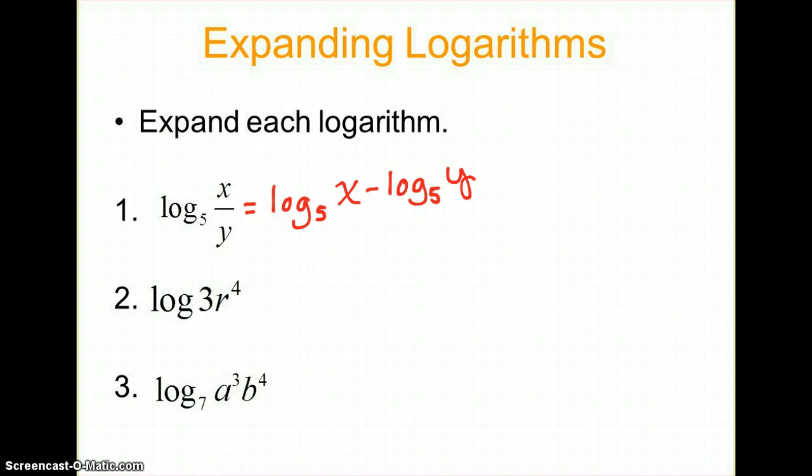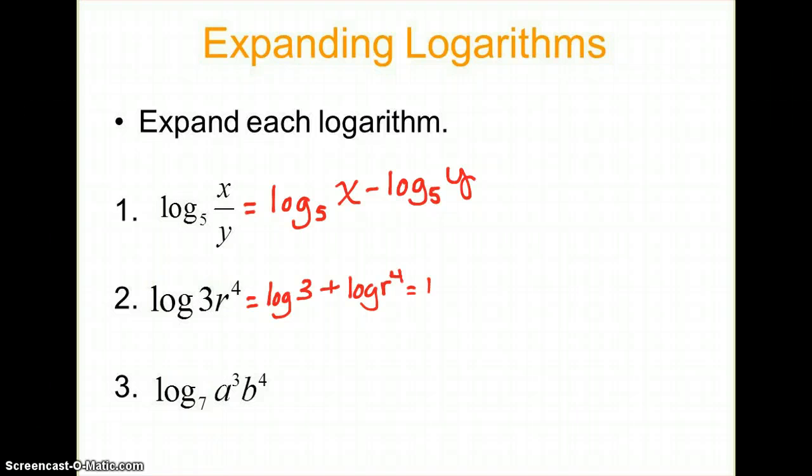So my product rule is going to come into play first, and I'm going to get the log of 3 plus, right, it's a product, the log of r to the 4th. Now, like I said on the previous problem, we're going to check our individual logarithms and make sure there's no more expanding to do. And this one is fine, nothing else here, but this one I still have that power going on, so I want to take care of that.